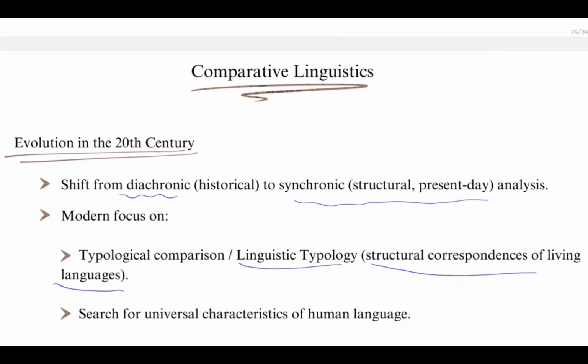We stated earlier that comparative linguistics has to do with what? With the diachronic way of studying language. And so in the 20th century, there was a shift again from the diachronic or historical stance to the synchronic structural present-day analysis. So the modern focus now is on typological comparison, linguistic typology, that is the structural correspondences of what? Of living languages, with of course the search for universal characteristics of human language.